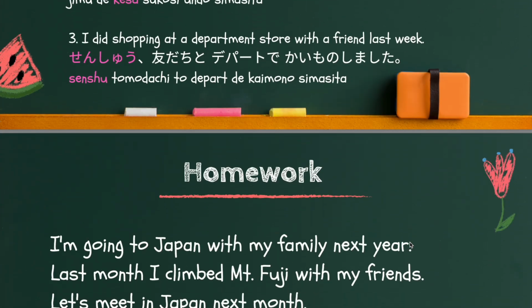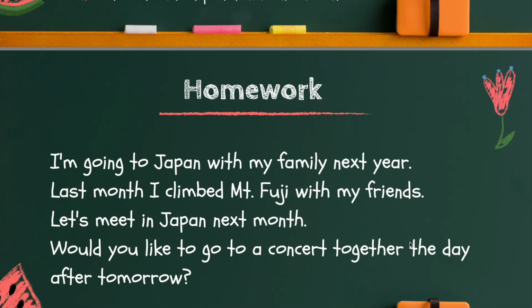Lastly, I have homework for you. Please translate these 4 sentences into Japanese. I will put those new vocabularies in the description below so that you can refer to them when you do this homework. And the third one and fourth one are a review of what we have been working on. So try your best, and I really look forward to seeing your homework.